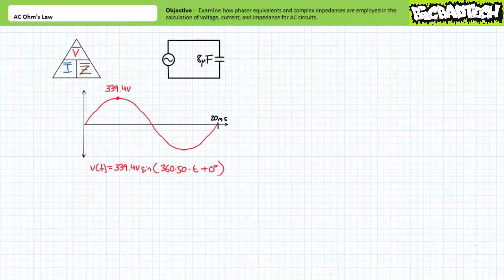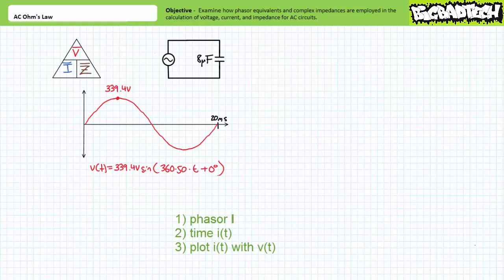Let's try the same type of problem, only this time featuring an 8 microfarad capacitor subjected to sinusoidal AC voltage with the following properties. It looks like it has a 339.4 volt peak value and a period of 20 milliseconds, which corresponds to a frequency of 50 Hz. Additionally, this waveform is assumed to be the reference waveform since it's phase shifted by 0 degrees.